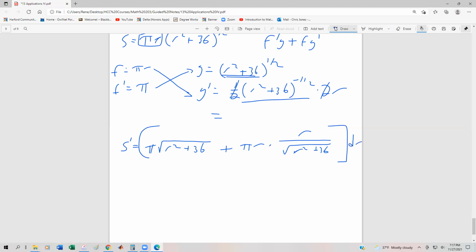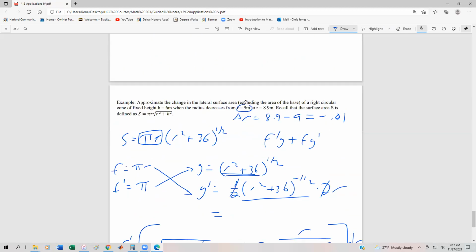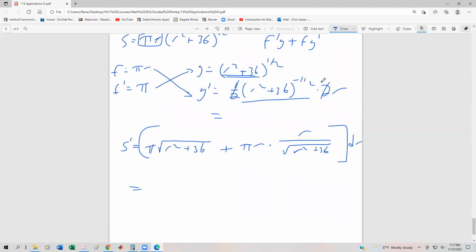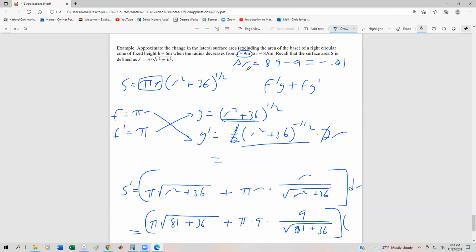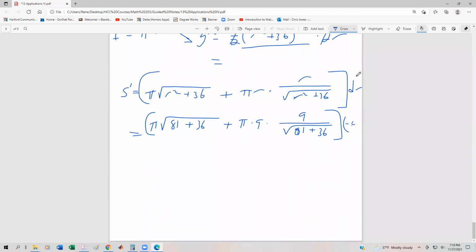Now, at this point, we are going to substitute 9 back in for our r. If we do that, that gives us pi times the square root of 81 plus 36, plus pi times 9 over the square root of 9 squared, which is 81, plus 36. We'll clean this up in a moment. We know our dr from all the way back up here. Remember, we got that delta r, which is dr, is negative 0.1.